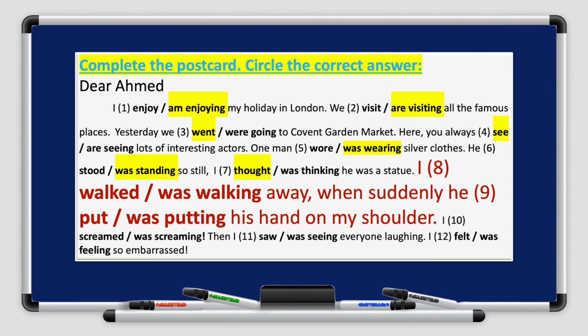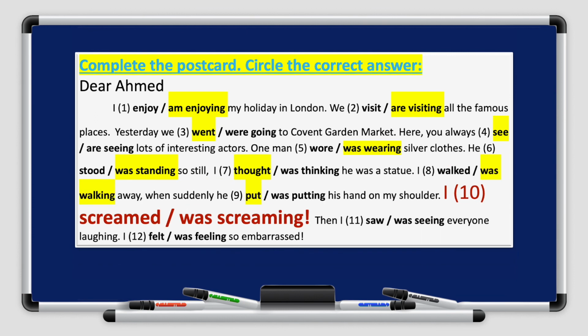Let's break this sentence one by one. I walked, was walking away, and something happened. So which one is it? I was walking, exactly, past continuous. When suddenly he, the short action cut my longer action, he put his hand on my shoulder.